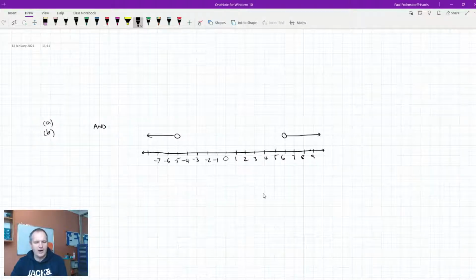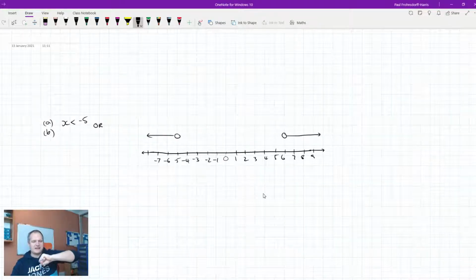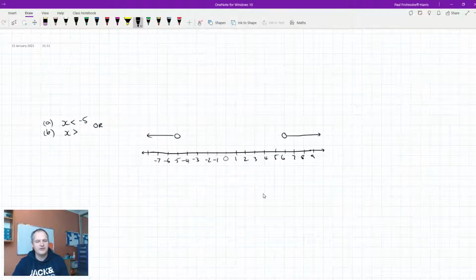Okay, so I think this one here is going to be x is smaller than -5. And I think probably instead of an and, let's change it to an or. X is smaller than -5, or, because it can't be and, can it? X can't be smaller than -5 and, it's got to be or, hasn't it? X has got to be smaller than -5, or x is bigger than 6.